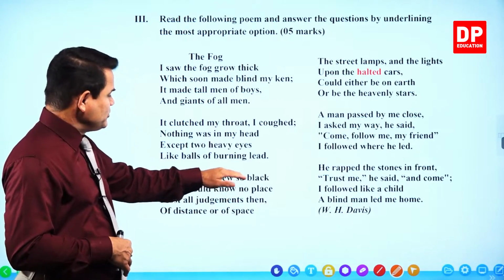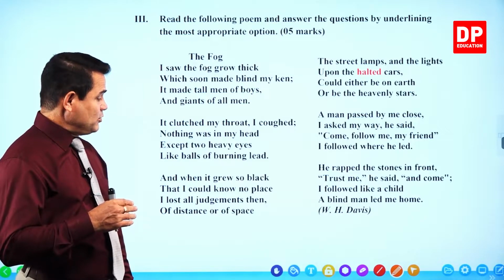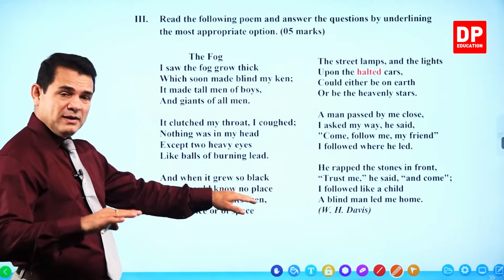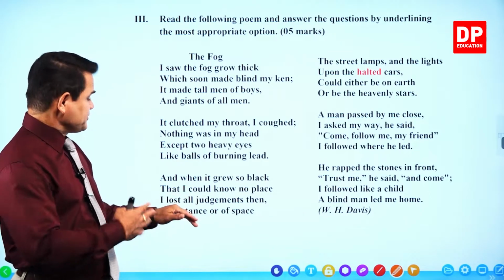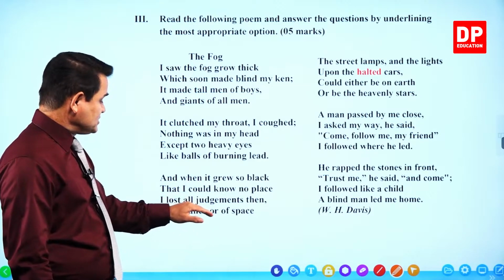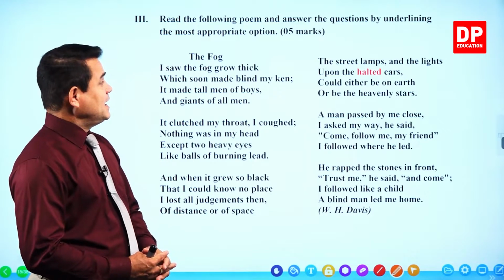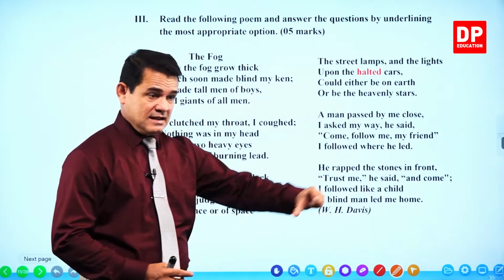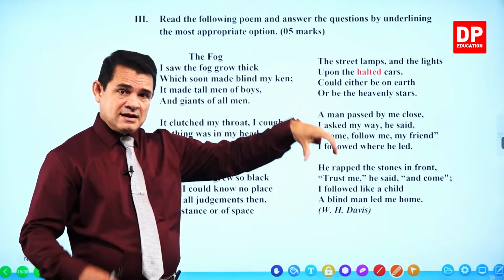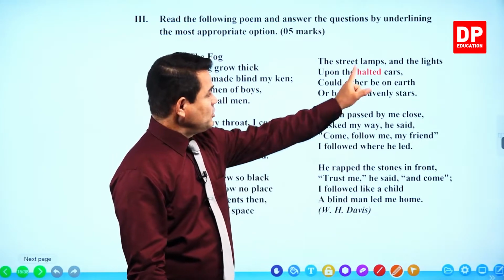And when it grew so black that I could know no place, I lost all judgments then of distance or of space. And the street lamps and the lights upon the halted cars. Street lamps, lights upon the halted cars. Halted means stopped cars.